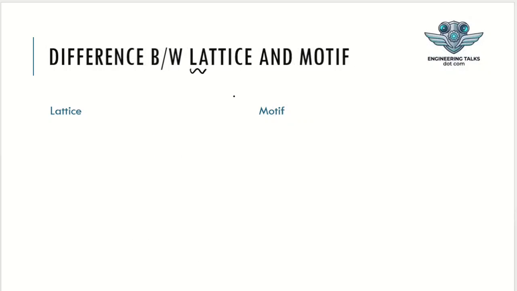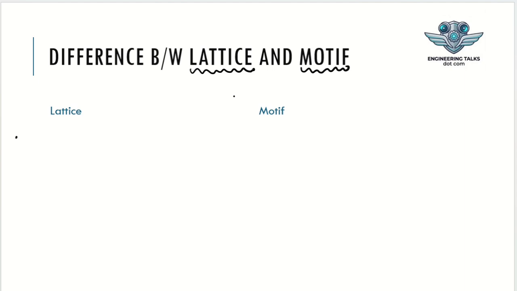Let us now go through the differences between a lattice and a motif. We all now know that a lattice is a three-dimensional periodic arrangement of points in space. And what does this tell us about the crystal actually? We are able to understand the underlying periodicity of the crystal structure with the help of a lattice. Whereas a motif is the actual contents associated with each of the lattice points. So it can be atoms, group of atoms or ions or molecules associated with each lattice point. And these atoms are periodically repeated to form the entire crystal structure.